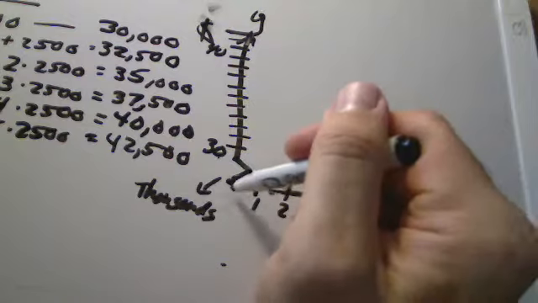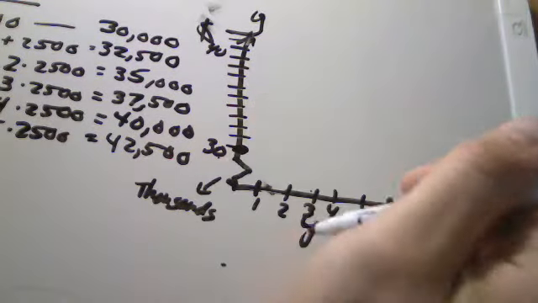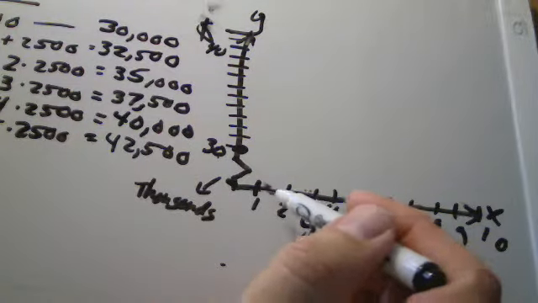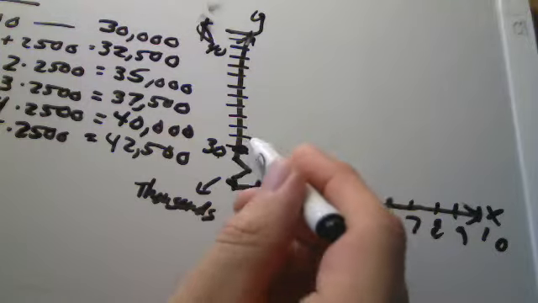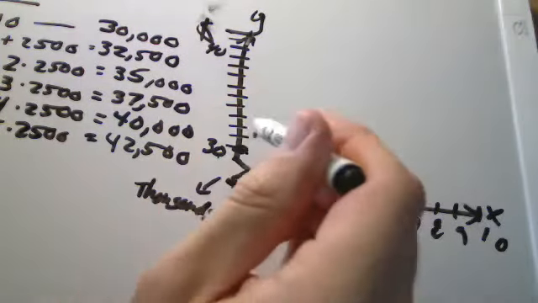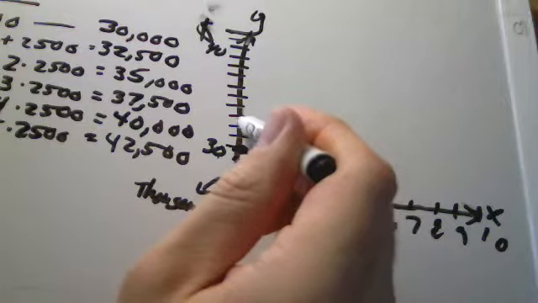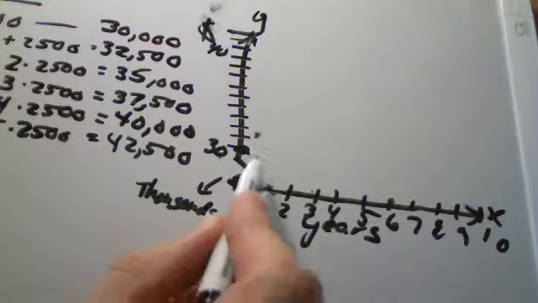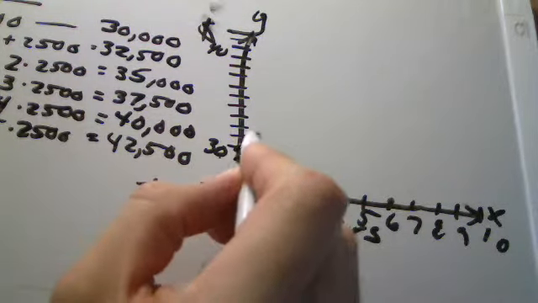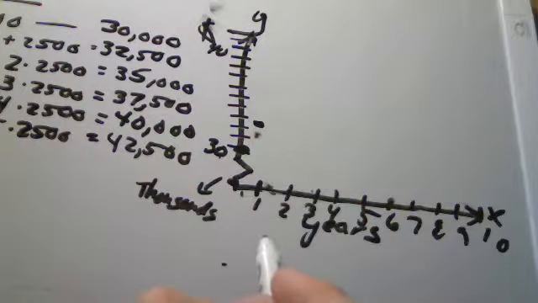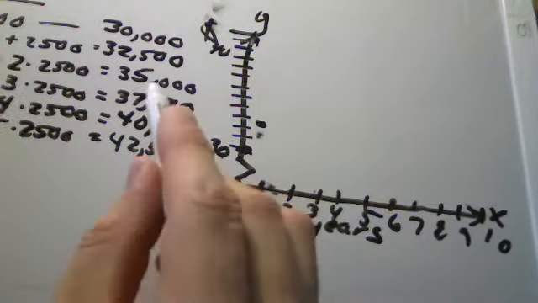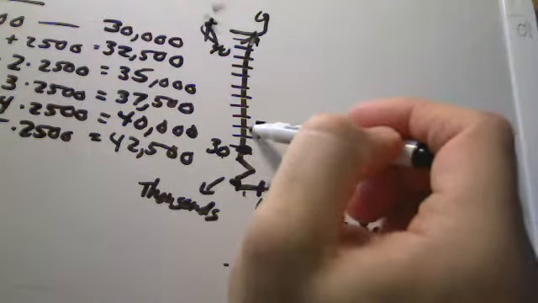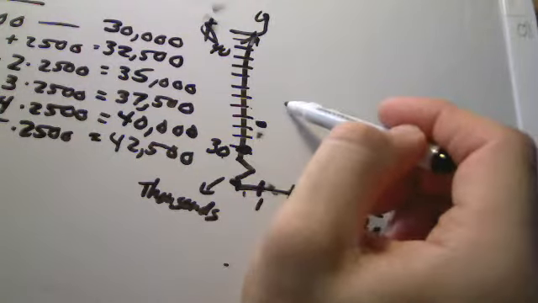So my first 0 years is 30. So I put a dot on the 30. The next one is 32.5. So I have to find out where 32 is. This is 30. This is 31. This is 32, so it's about right in the middle. Since it's my first year, I go over 1 and then up to about 32 and a half. My second year is 35,000. So I have to find 35. 31, 32, 33, 34, 35, second year.